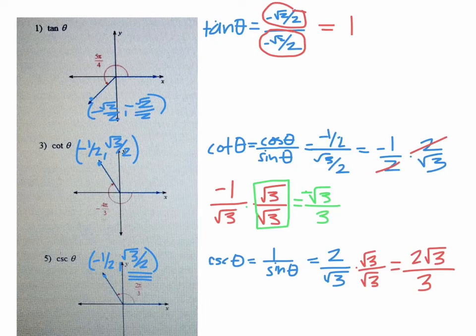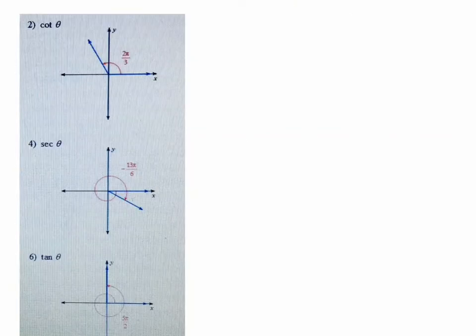Quick. Now, do you notice that number 2 was a different angle, but it actually was the same location? So me asking for the cotangent of 2π/3 is actually the same thing as number 3, which was the cotangent of -4π/3. Let's take a look at the evens.